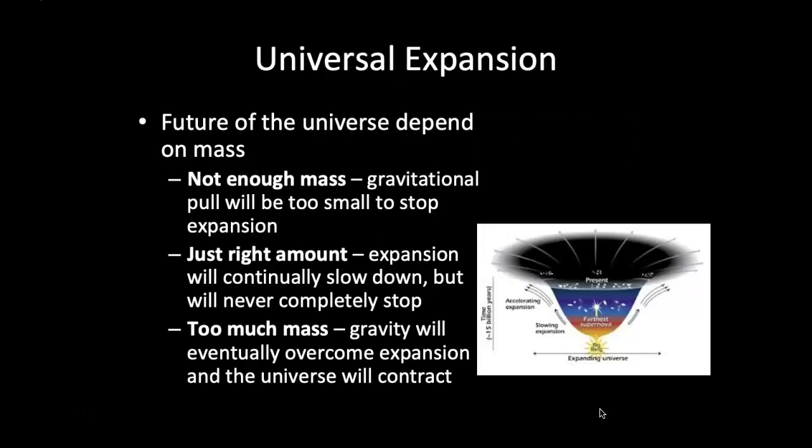So what does the future look like for the universe? Scientists believe that the future of the universe depends on the mass that makes up the universe. If there's not enough mass, gravitational pull will be too small to stop the expansion, and so the universe will just continue to expand outward in all directions. If there's just the right amount of mass, then expansion will continue to slow down, but it will never completely stop. It will just be slowed down. If there's too much mass, gravity will eventually overcome the expansion forces, and the universe will contract upon itself.